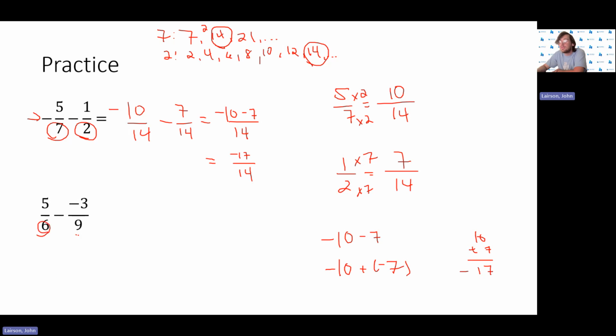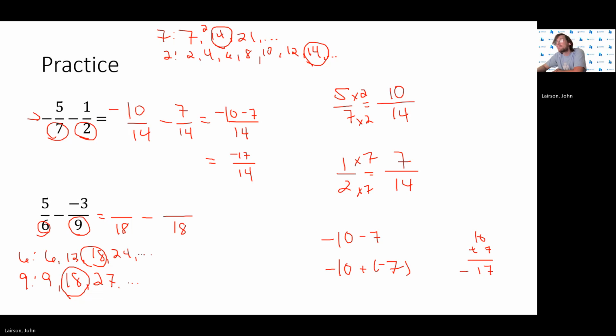So I need the same bottom. So I'm going to rewrite this where they have the same bottom. And I need to figure out what that will be. And that is the least common multiple of the two bottoms, 6 and 9. So 6, 12, 18, 24, and so on. 9, 18, 27, but I can keep going, but I see 18. So I know 18 is this common bottom that I need.